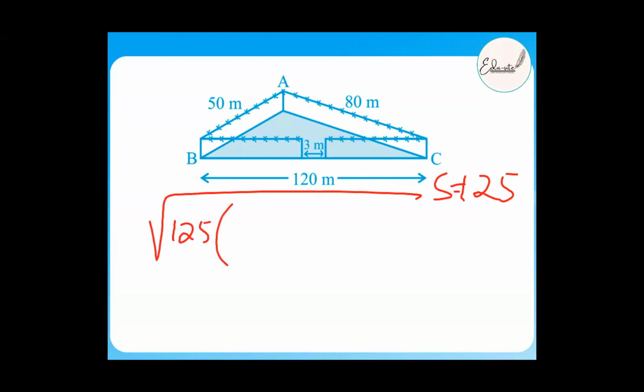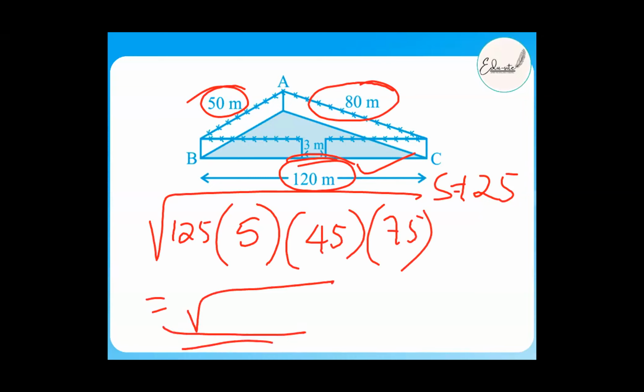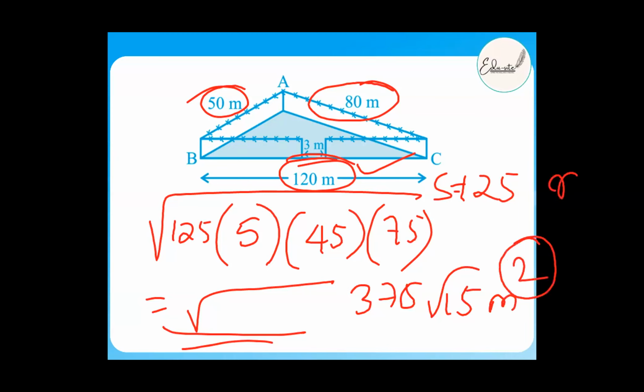Now, what is 125 minus 50? 125 minus 80, 125 minus 120. You have to calculate this. Please tell what is 125 minus 120. Let's start with this. 125 minus 120. Is it just 5? Yes. What is 125 minus 80? It's just 45. 125 minus 50 is 75. What you do is you multiply all and write the root of the answer. It will be around 375 root 15 meter square that is given in the textbook. You remember this area is calculated in square meters, right?